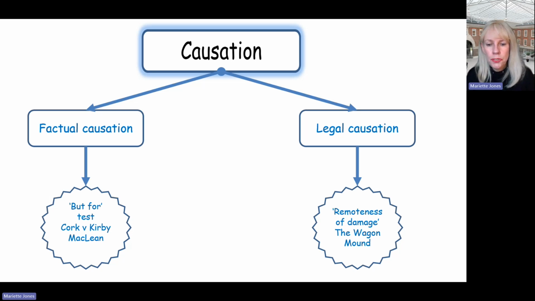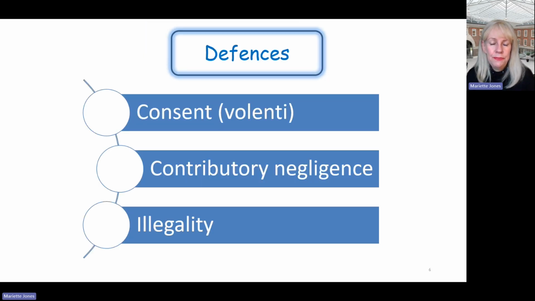As with all torts, we have to keep in mind that even if the claimant succeeds in proving their case, the defendant may still raise a successful defence. The main defences against a claim in negligence are consent, contributory negligence, and to a much lesser degree, illegality.